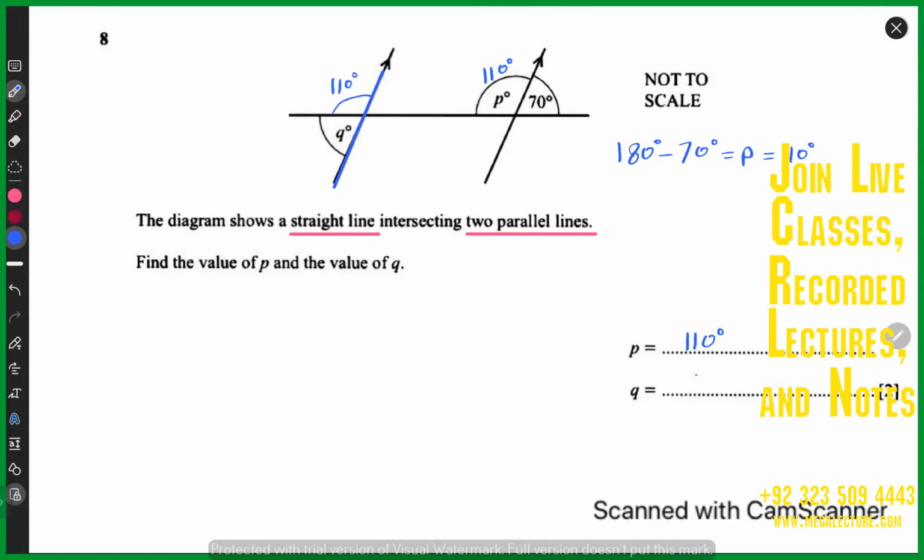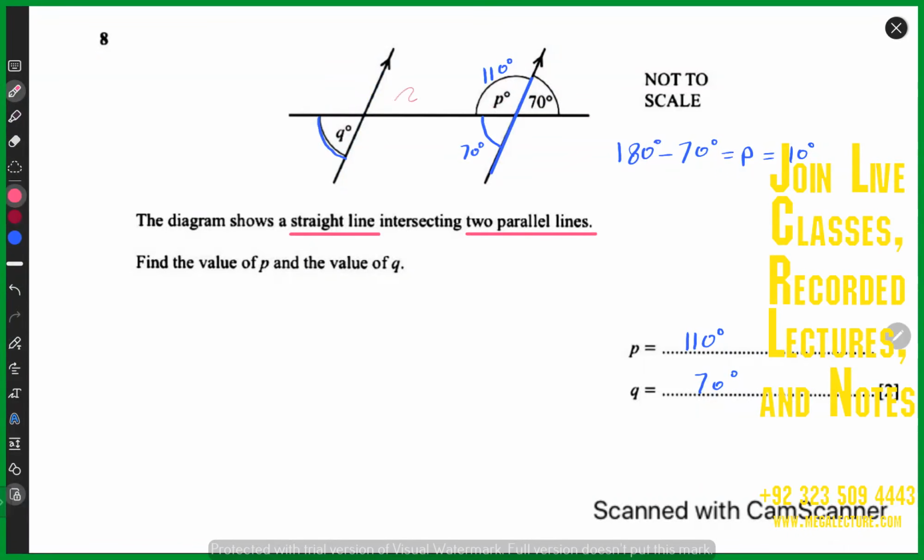That is fine. Let's talk about another logic or another way of doing this. This turned out to be 110. This is going to be 70 because again this is a straight line and sum of angles is 180, and if this is 70, Q and 70 are corresponding. So corresponding angles are basically equal.